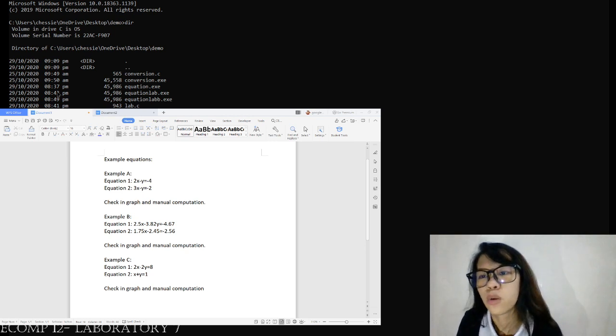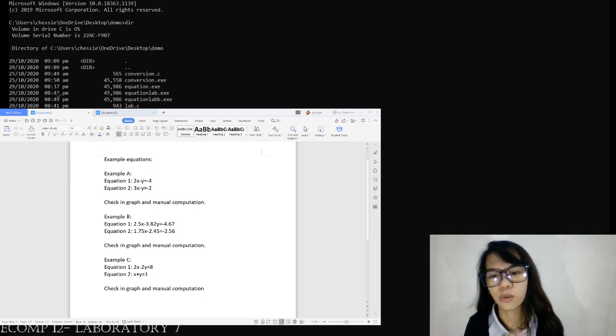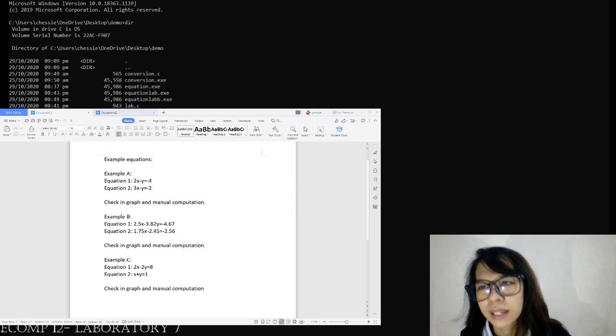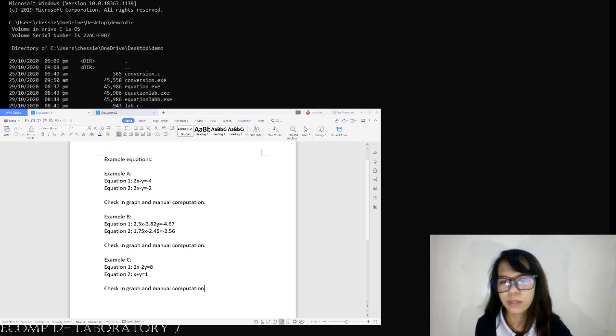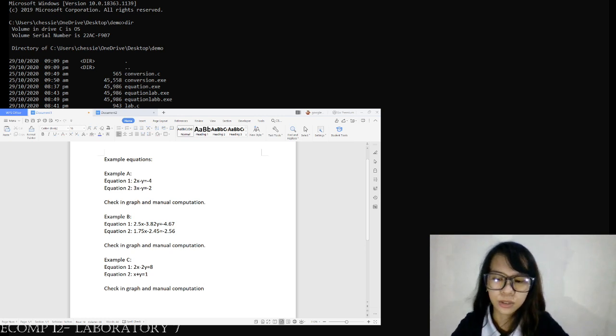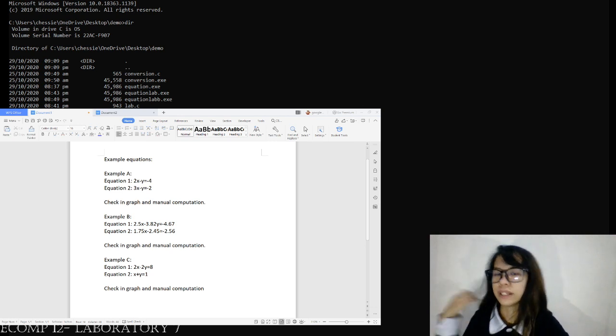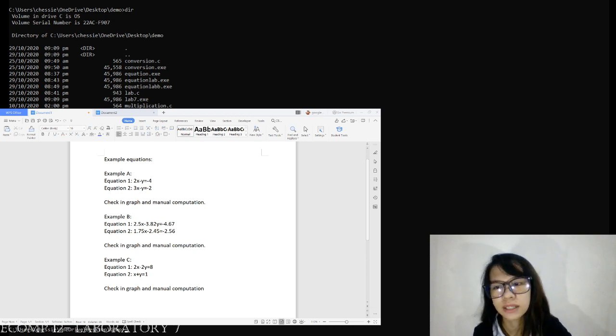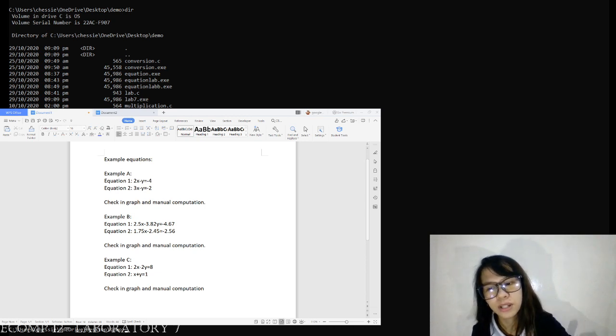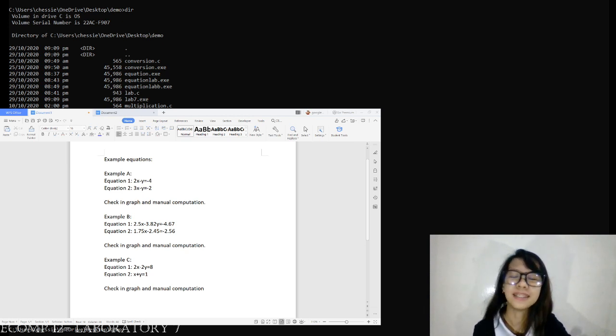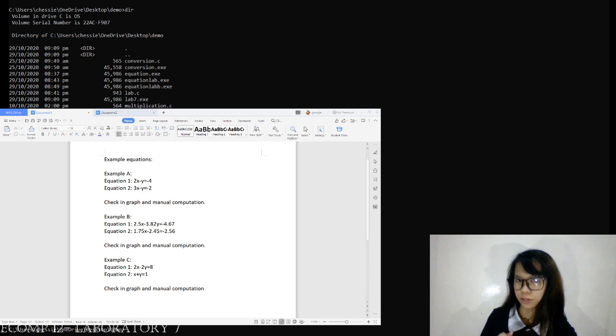Like what we did for equation number 1, we are just going to put in the numerical coefficients of x, y, and also the constant. Equation number 2 is 3x minus y equals negative 2. So 3 for x, negative 1 for y, and negative 2 for the constant. Now, as you can see, there's a result. The value of x is 2 and the value of y is 8. But we don't know yet if it's correct, so we need to check it through manual computation and graphing.